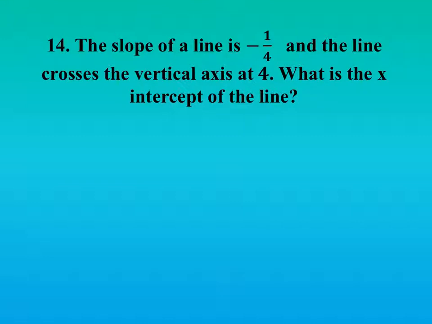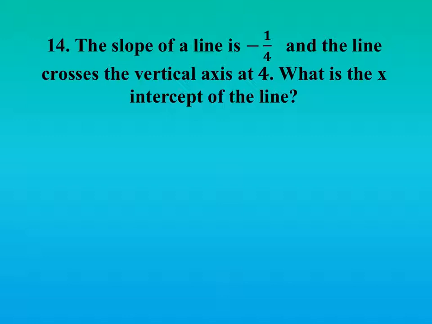Last question. Number 14. The slope of a line is -1/4, and the line crosses the vertical axis at 4. What is the x-intercept of the line? Now, I love this question. I love it, I love it, I love it, because it makes you think.